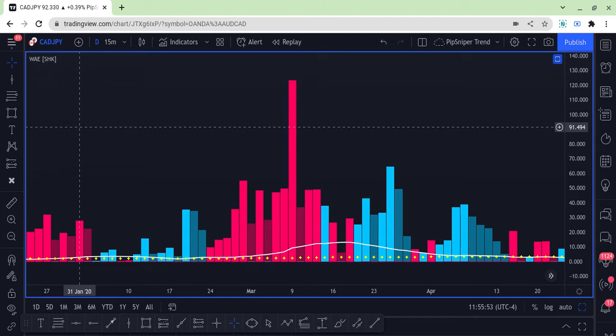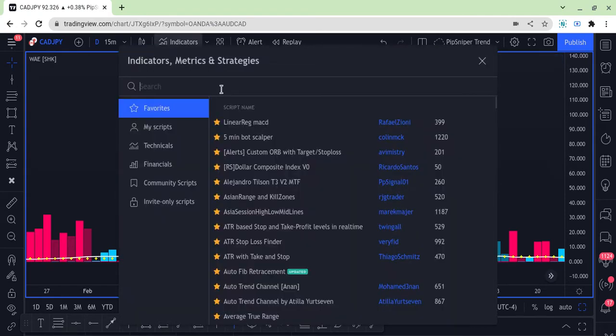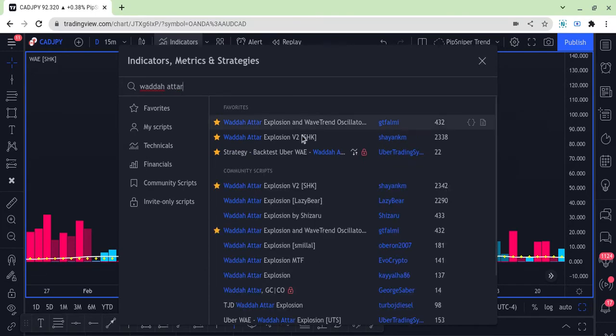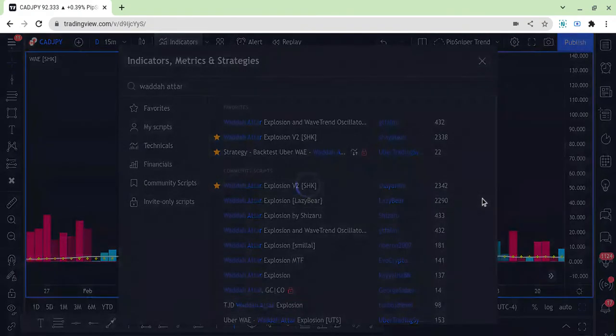Okay, so the name of this indicator is called the Waddah Attar Explosion indicator. You just go in your indicators, type in Waddah Attar, and you'll see Explosion, Wave Trend, and all this stuff come up. Right here, version 2 is the one that I'm using. Lazy Bear has one as well. Very good. I just happened to get to this one first.